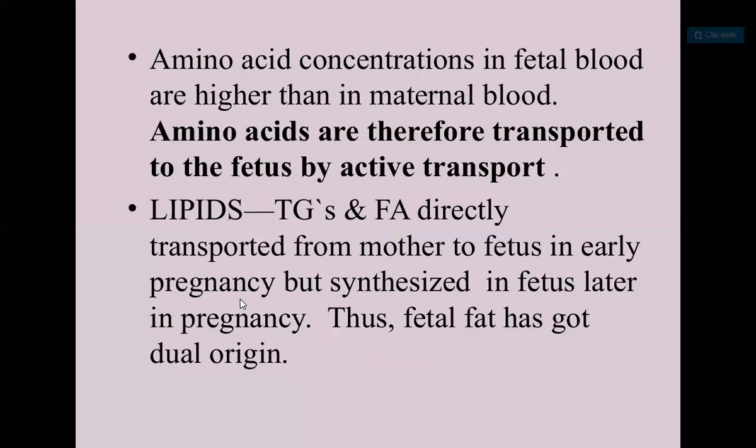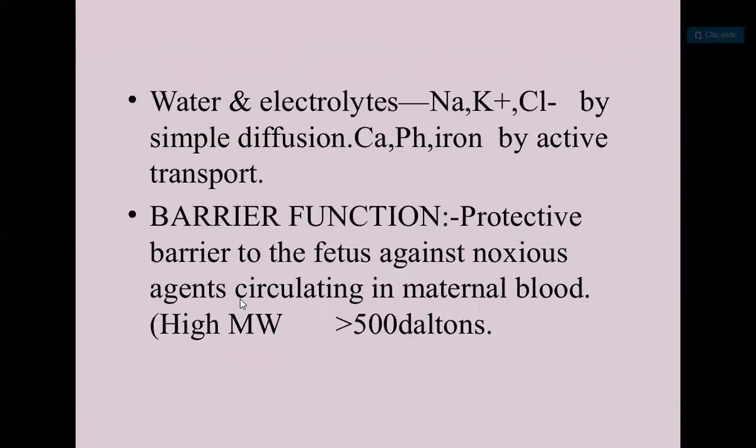Amino acid concentrations in fetal blood are higher than in maternal blood, and amino acids are therefore transported to the fetus by active transport. Lipids, that is TG and FFA, are directly transported from mother to fetus in early pregnancy, but afterwards they are synthesized in the fetus in the later pregnancy. And thus fetal fat has a dual origin. That is two origins for the fetal fat. Dual means two.